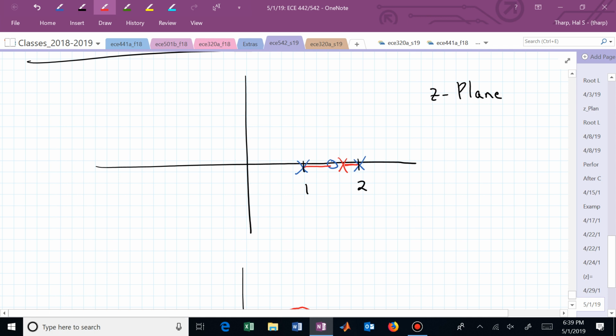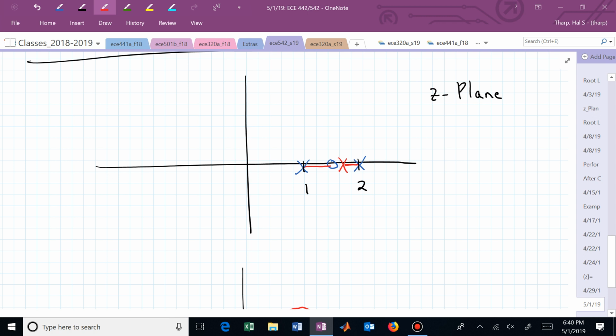How many branches do we have? How many root locus branches do we have? How many poles do we have? 3. So now we have 3 branches. We have 2 between that red pole and the pole at 2. They will come together and break away, and we have another branch between 1 and the 0. Okay. Is our root locus done?